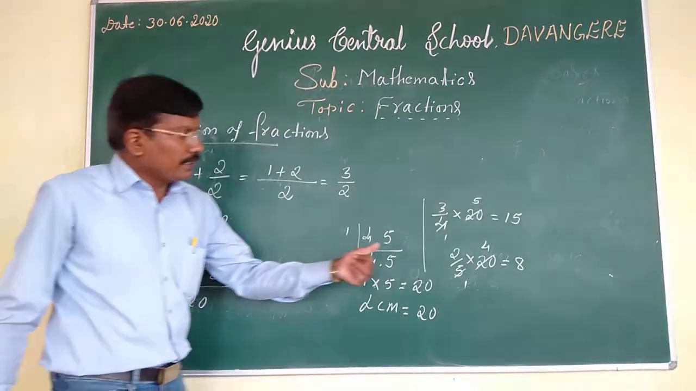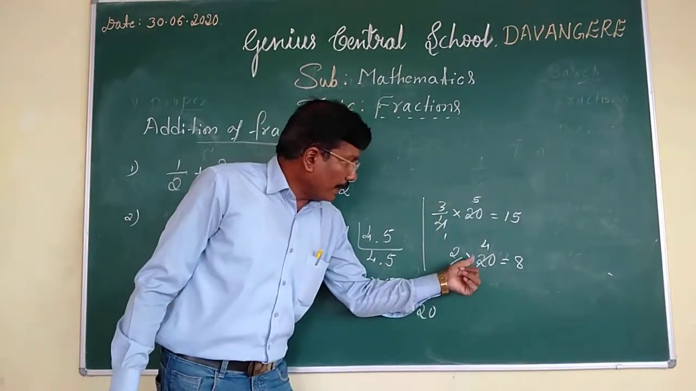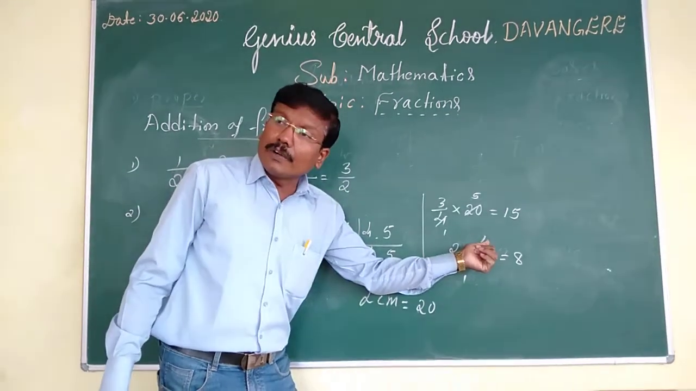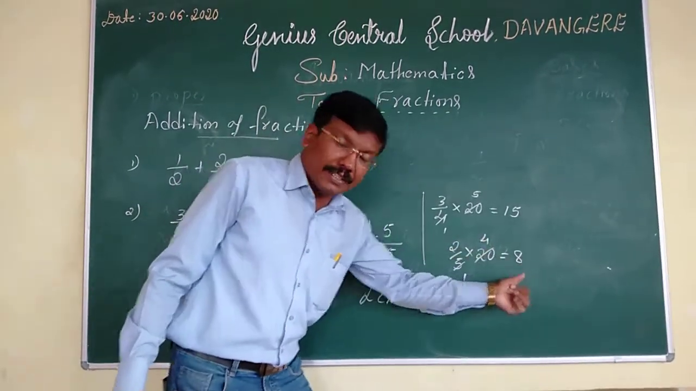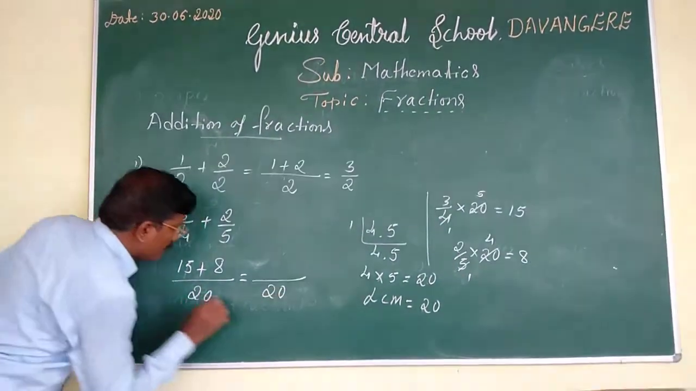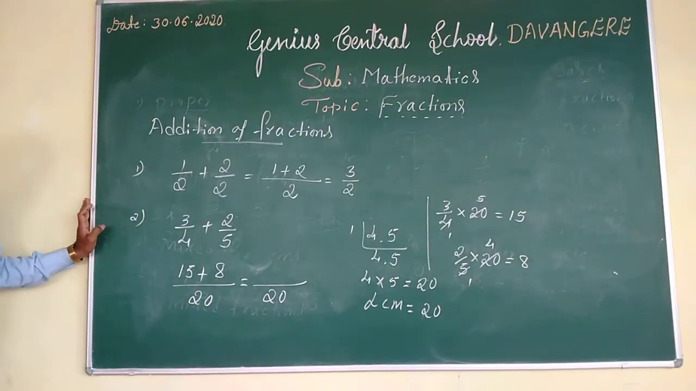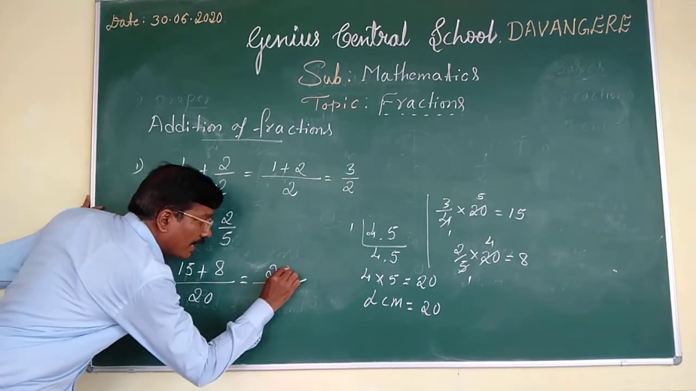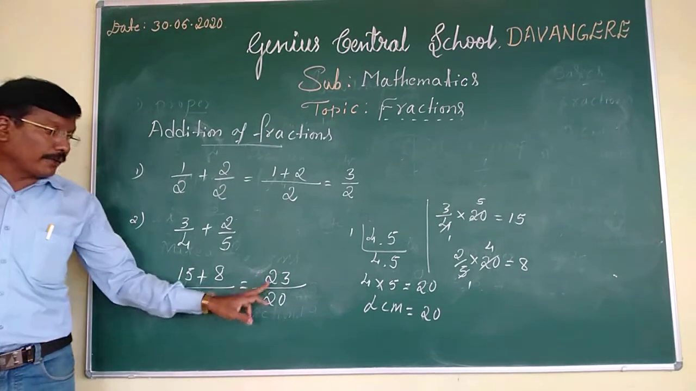Again take the second fraction, 2 by 5, into the LCM, submitted here. 5 ones are 5, 5 4s are 20. So 2 4s are 8, put it here 8. Then 20, 15 plus 8. What is 15 plus 8? 23, correct? 23 by 20.